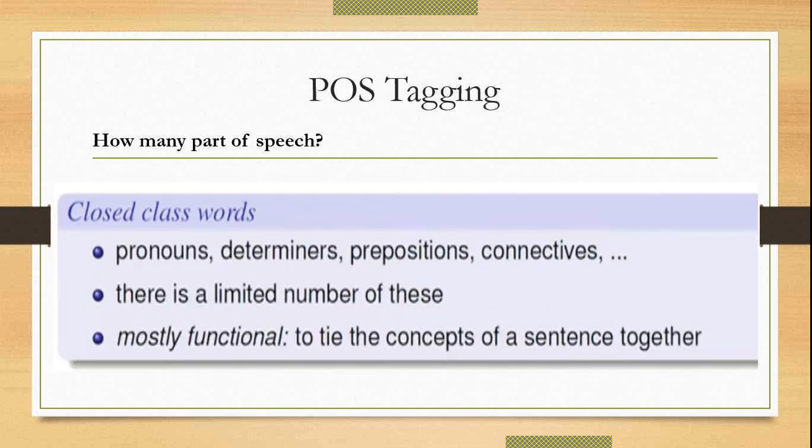See, there is one open class and now there is one closed class. What are closed class words? These closed class words are your pronouns, determiners, prepositions, connectives, and there is a limited number of these. There is a limited number of pronouns, prepositions, connectives, and all that. Mostly their function is to tie the concepts of the sentence together. This is the most basic function of these closed class words. What is the functionality? To tie up the concept of the sentence together. Otherwise there is no meaning in your words. Even though English is a very funny language, still you have to follow the grammar.